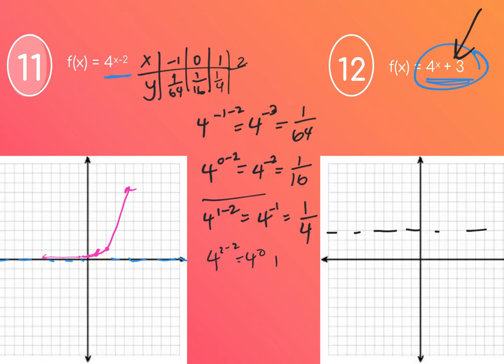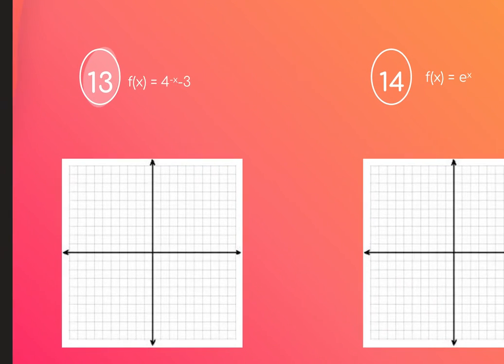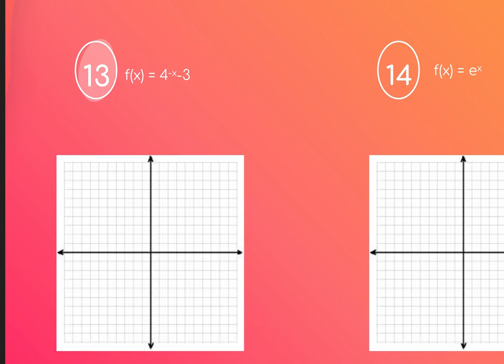Okay, so now I get 4 to the negative x minus 3. Is there a change in my horizontal asymptote? Where is it? Good. It's at negative 3. So the horizontal asymptote is at y equals negative 3, and then I could still plug in my points.